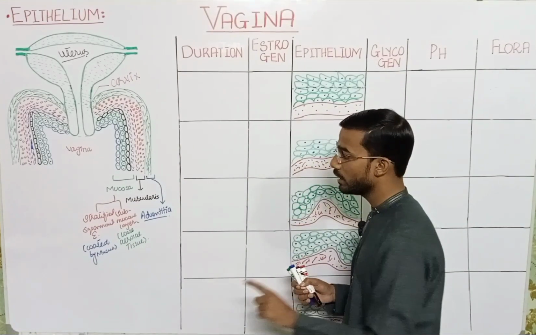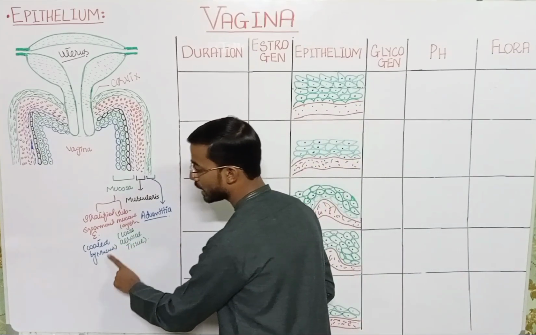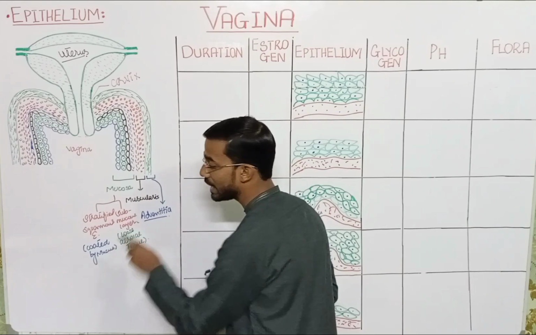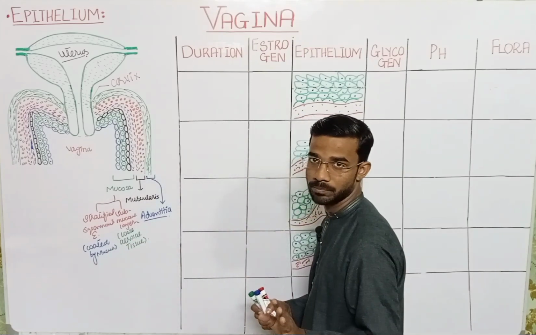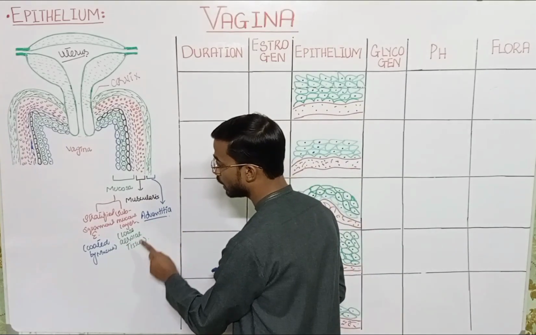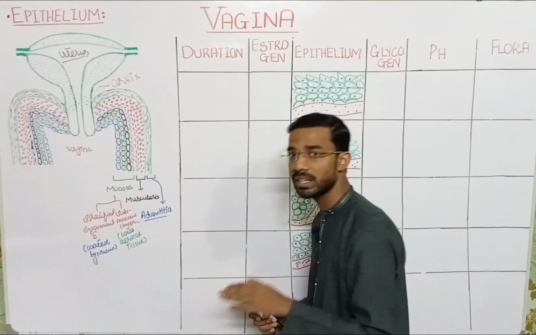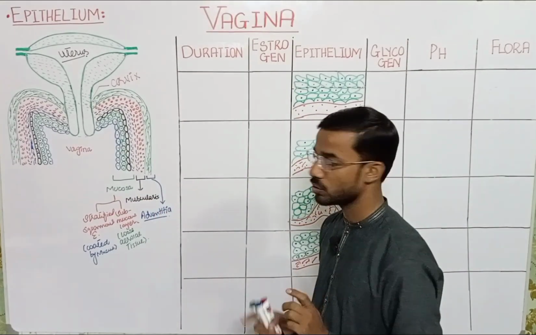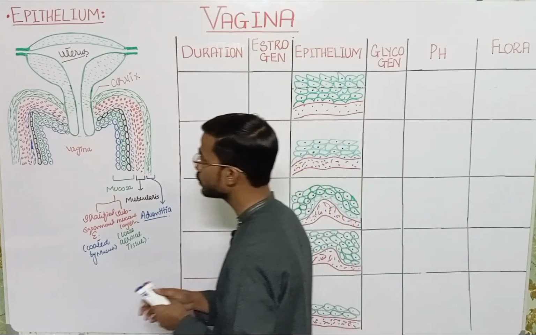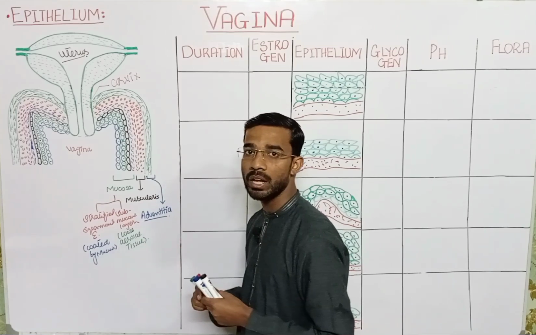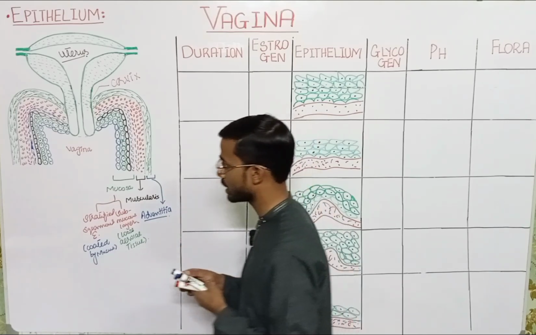So keep in mind that in the stratified squamous epithelium you will never see any blood vessels, but afterward in the submucous layer, muscularis and adventitia you will see different blood vessels. And we will discuss these layers one by one. So first of all we will discuss the stratified squamous epithelium.